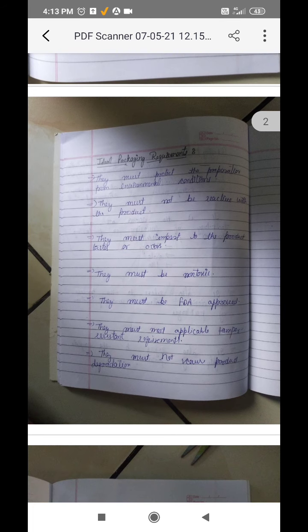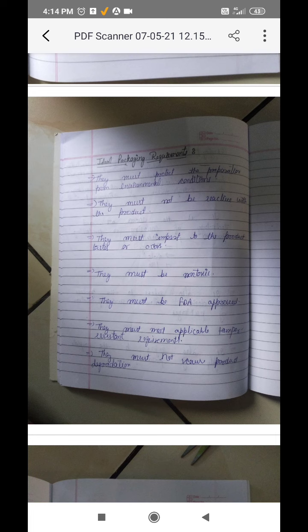Our next topic is ideal packaging requirements. First one is they must protect the preparation from environmental conditions. Every pharmaceutical preparation has different stability conditions, different storage conditions. For example, different temperature conditions. Like some products are stored at room temperature, some of them are stored in cold places.